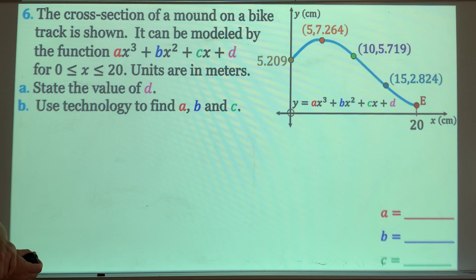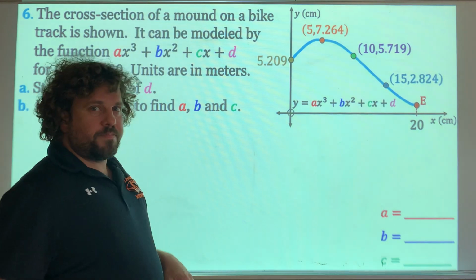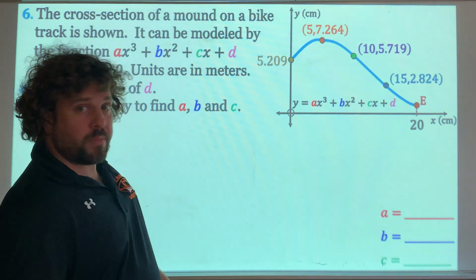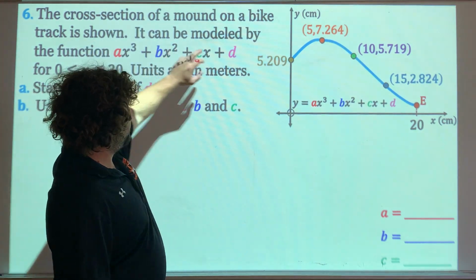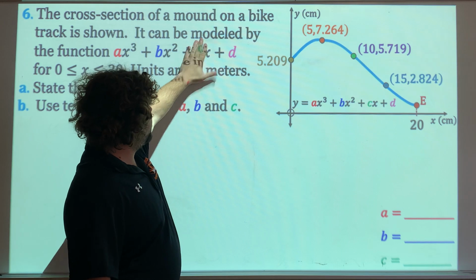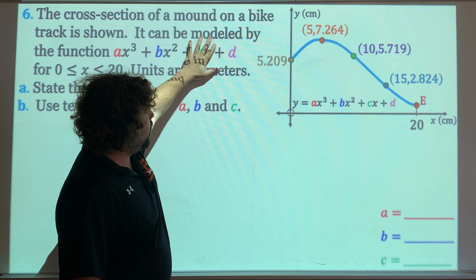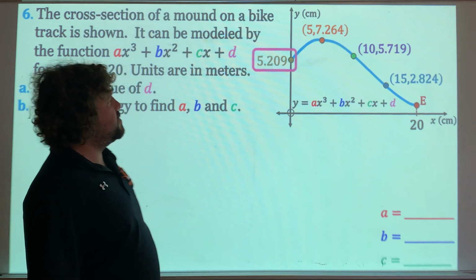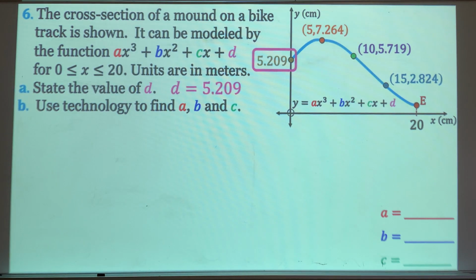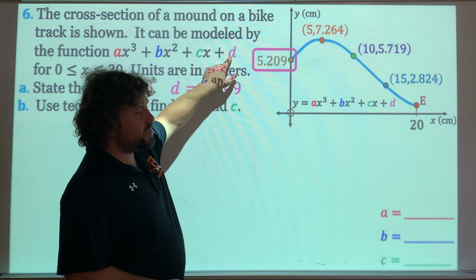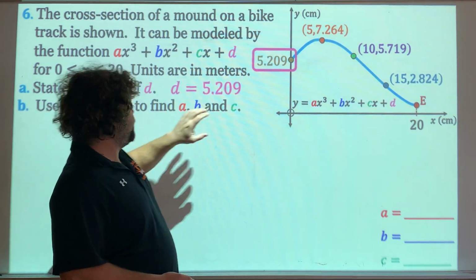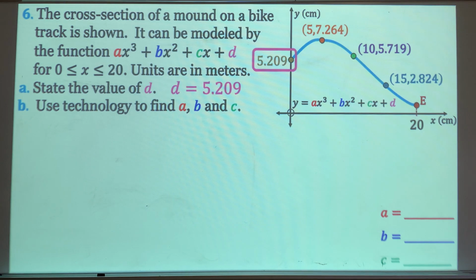Is there a way we could find out what d equals? How do you find d? I can go right away and tell you. d is your y-intercept, right? When x, b, and a all equal 0, what's d? There it is. Your y-intercept, d equals 5.209. Whatever your y-intercept is, whatever does not have a variable attached to it. Use the terminology now to find a, b, and c.